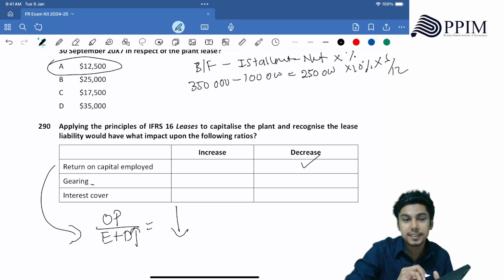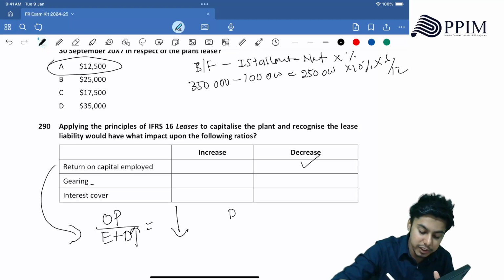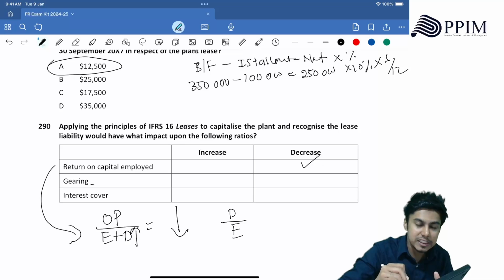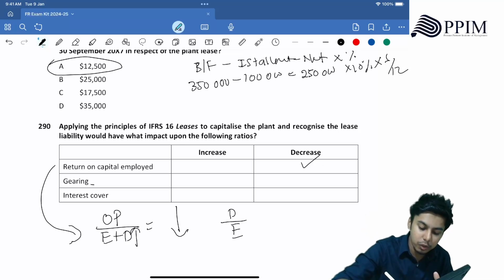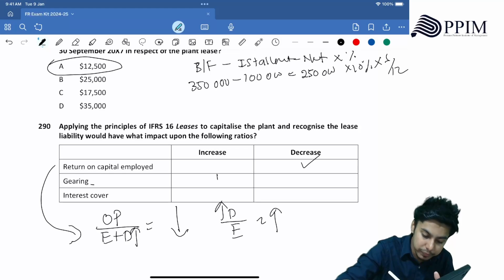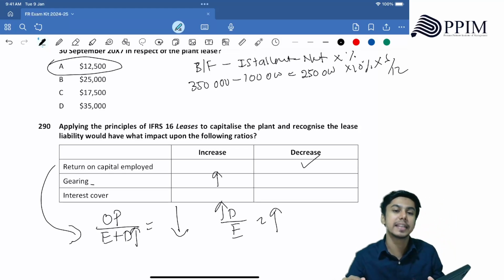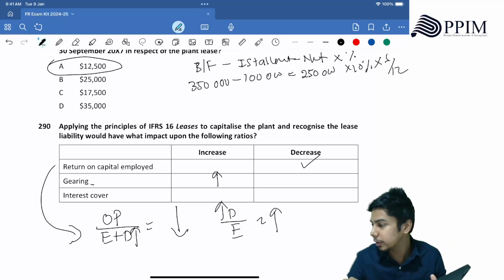Guys, gearing. Right, gearing is something like this. Now gearing, what's the equation? Debt over equity. Okay, so when I take a lease, what will happen? My debt capital will go up. When debt capital goes up, ratio also will go up. Then there will be an increase.